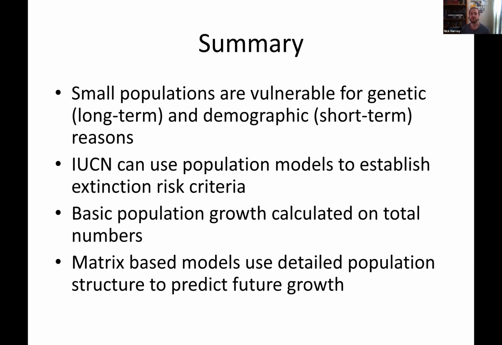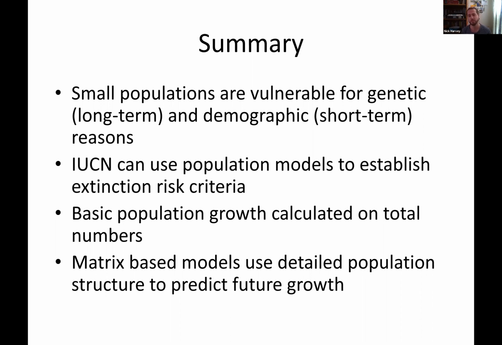So, quick summary: small populations are vulnerable for genetic reasons in the long term, but can also be vulnerable for other things in the short term, so demographic stochasticity and environmental stochasticity, as we said. The IUCN, which is the International Union for the Conservation of Nature, but also researchers and other people, can use population models to establish extinction risk criteria.